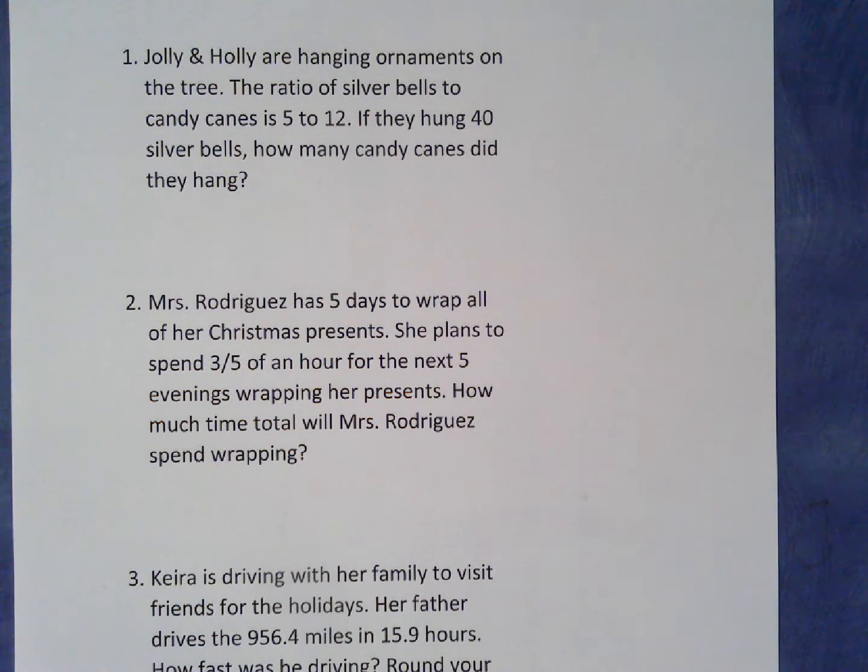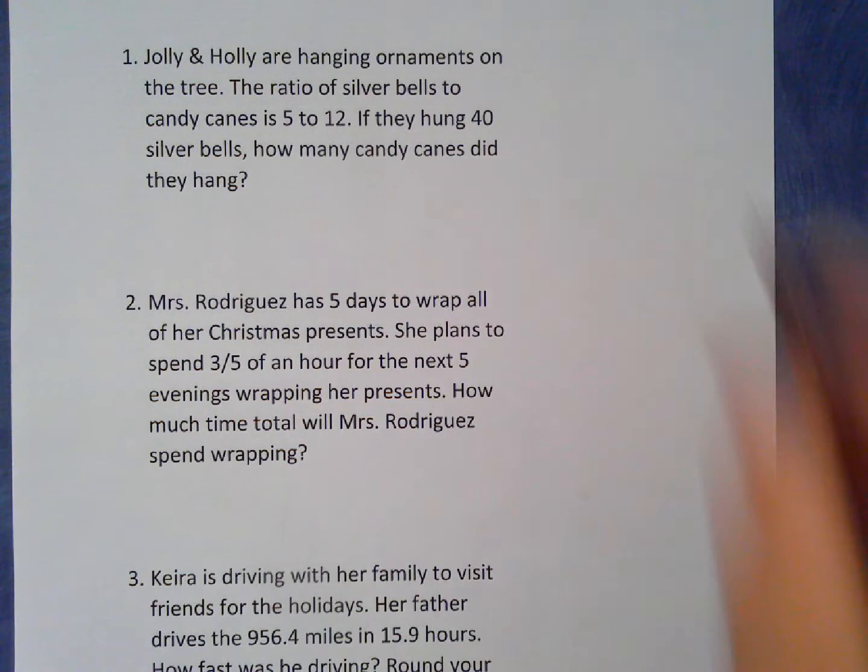So let's get started. First one, Jolly and Holly are hanging ornaments on the tree. The ratio of silver bells to candy canes is 5 to 12. If they hung 40 silver bells, how many candy canes did they hang?